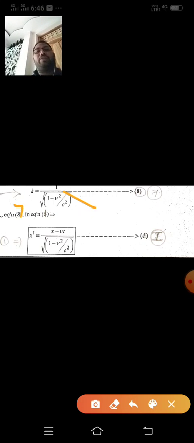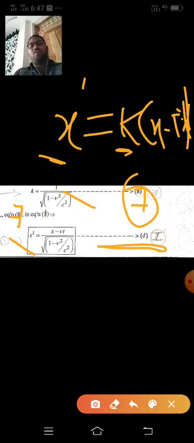This is equation 7. Substituting equation 7 in equation 1, what is the first equation? The first equation is x dash equals k into x minus vt. Substituting the k value in x dash, we get x dash equals x minus vt by under root of 1 minus v square by c square. This is called the first Lorentz transformation.